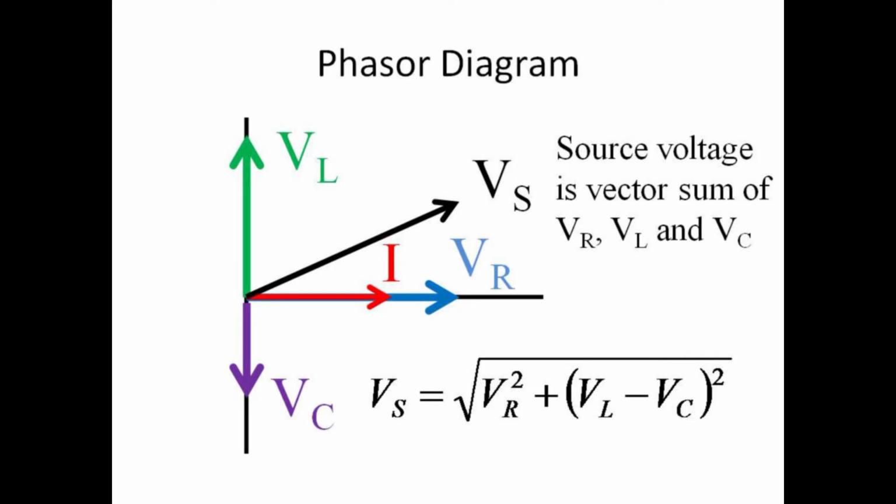According to Kirchhoff's loop rule, the voltage from the source is equal to the sum of the voltages across the resistor, inductor, and capacitor. We can't just add the maximum values for these voltages, however, since these are oscillating functions with different phases. The appropriate way to combine these phasor voltages is to add the vectors. The horizontal component of voltage is just VR, and the vertical component is VL minus VC. We then use the Pythagorean theorem to combine the x and y components.